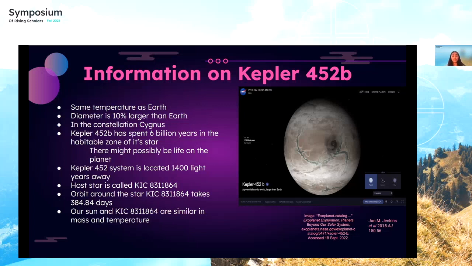The Kepler-452 system is located 1,400 light years away, and its host star is called KIC 8311864. Its orbit around its star takes about 384.84 days, and our sun and KIC 8311864 are similar in mass and temperature, which is a very good sign. A lot of scientists have found that having a similar star would mean that it would be closer to Earth.